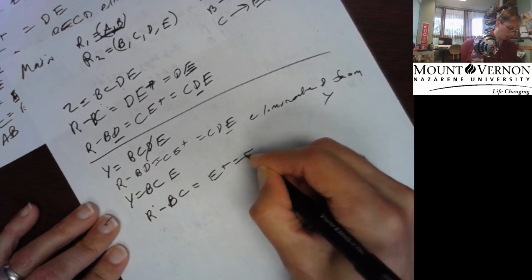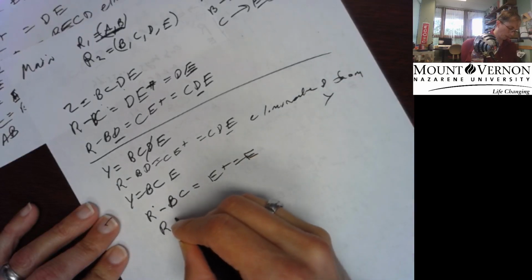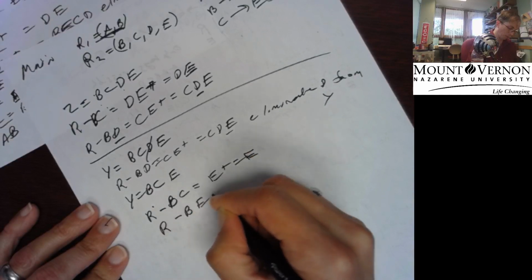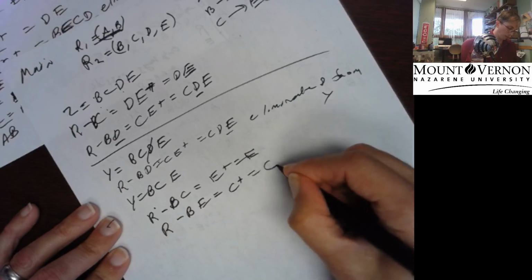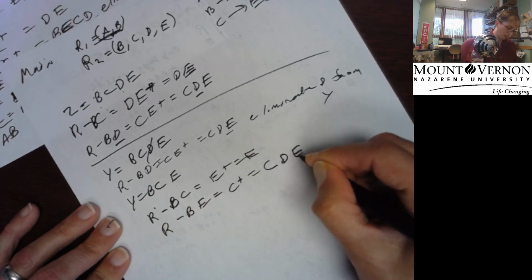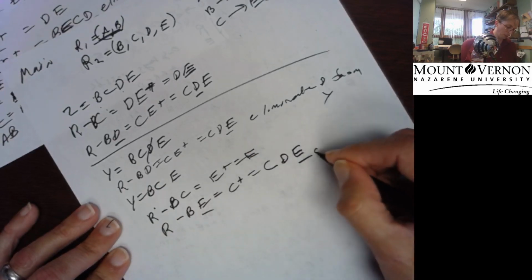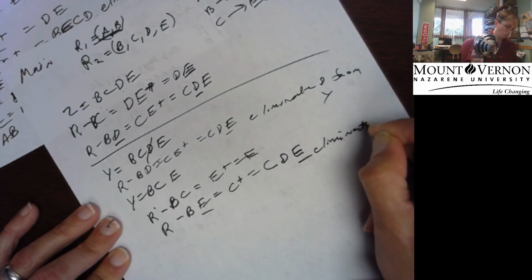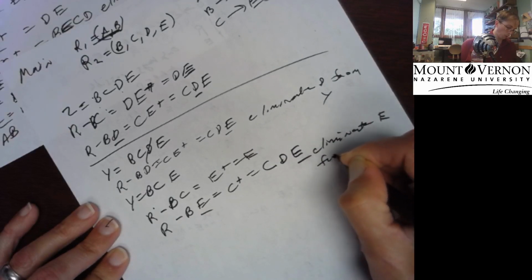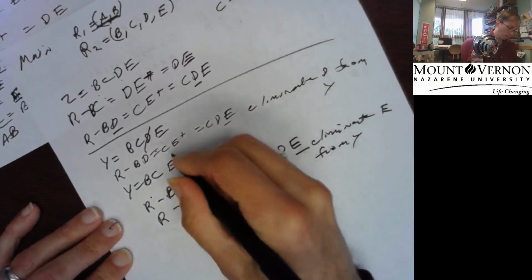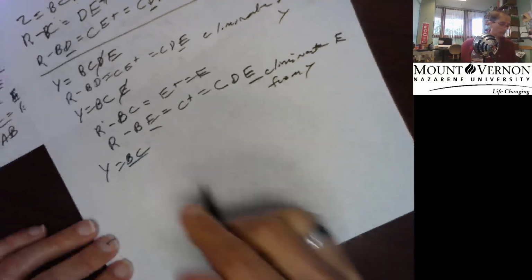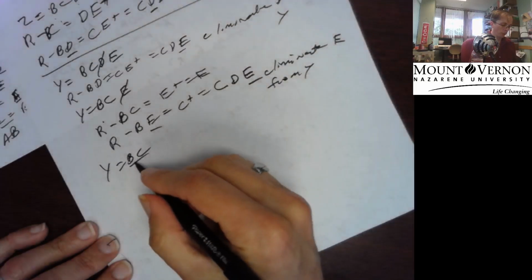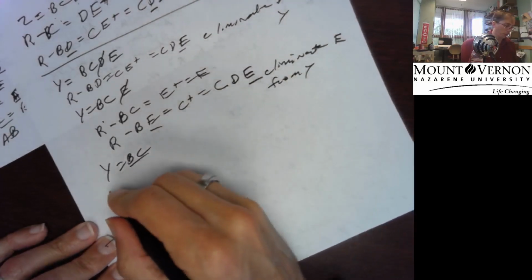E closure is just E in this case. So let's try R minus BE. That gives us C closure. Let's look at that, that's C, D, and E, right? So there's a violation. So now we can eliminate E from Y. So now Y is equal to BC. It's just two attributes. By theorem, we know that this will give us something that's in Boyce-Codd normal form.